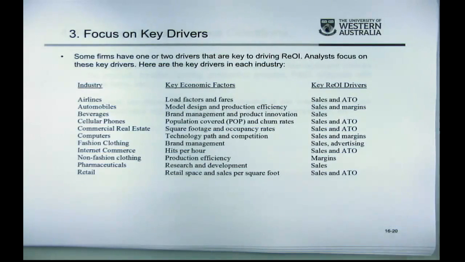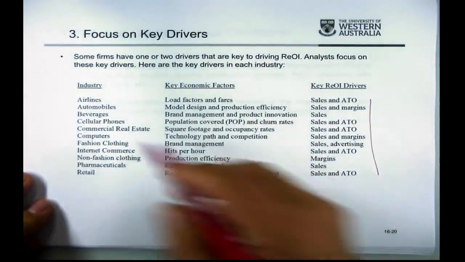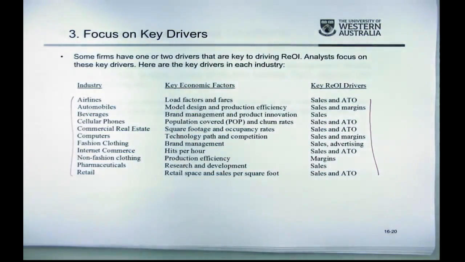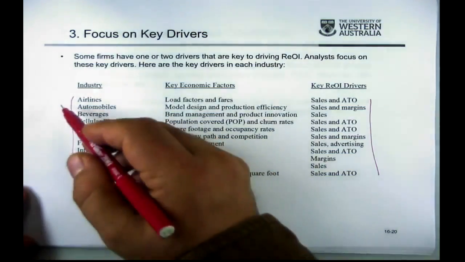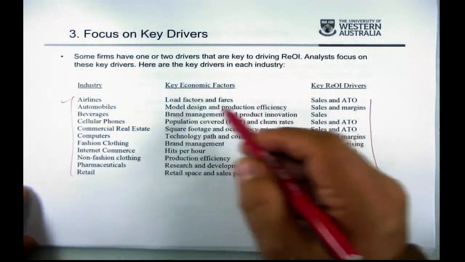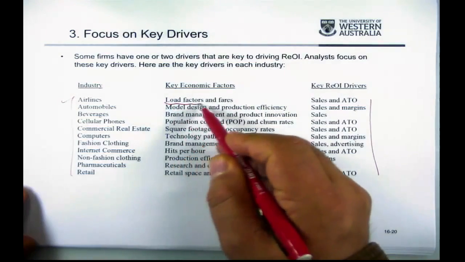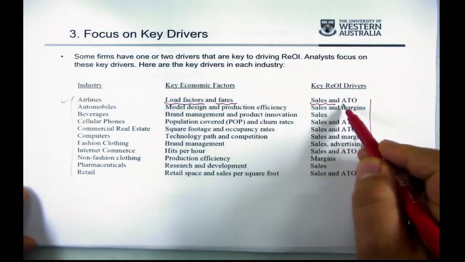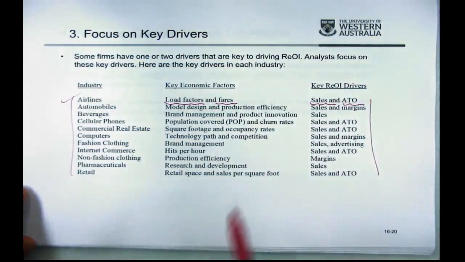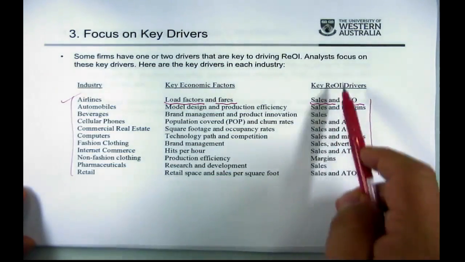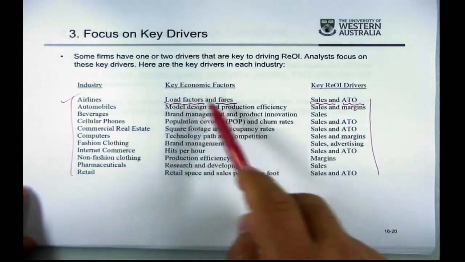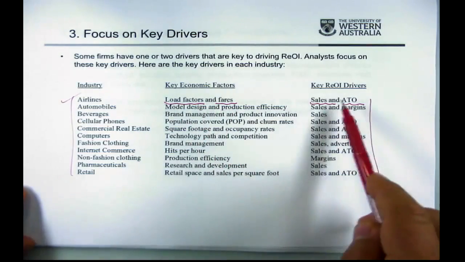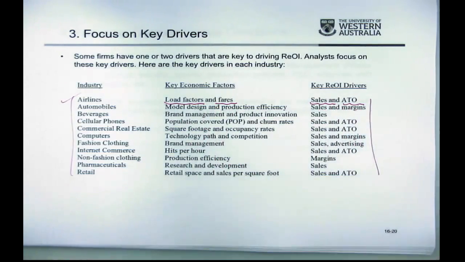These are the key drivers for each major industry. As you can see in the airlines industry, these are the key economic factors that affect the drivers of the residual operating income. So these are the drivers of the residual operating income, and these are the factors that affect these two. Okay?